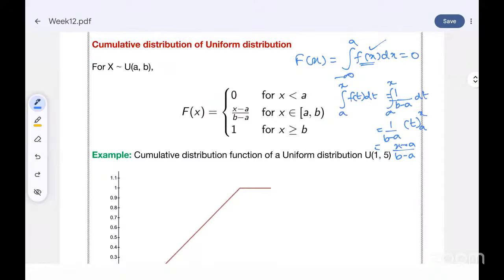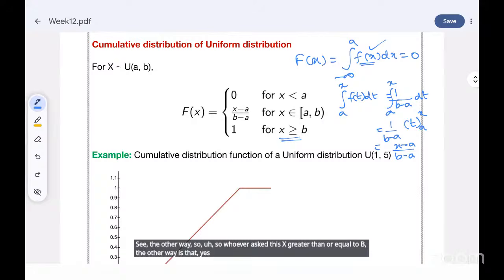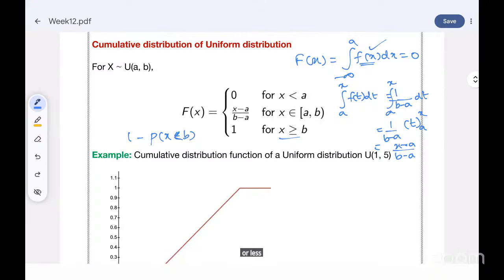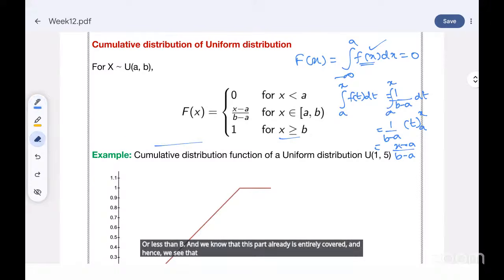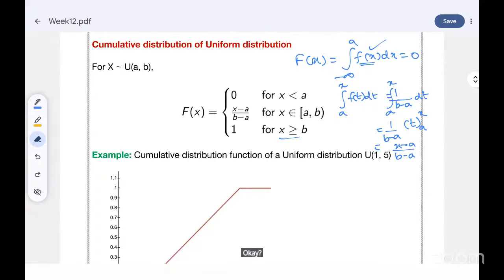See, the other way, for whoever asked about x greater than or equal to b. I guess what you mentioned as 1 minus 0, maybe this is what you are saying. So we are looking at 1 minus the probability of x less than or equal to b, or less than b. And we know that this part is already entirely covered, and hence this probability is 1. Okay, fine.